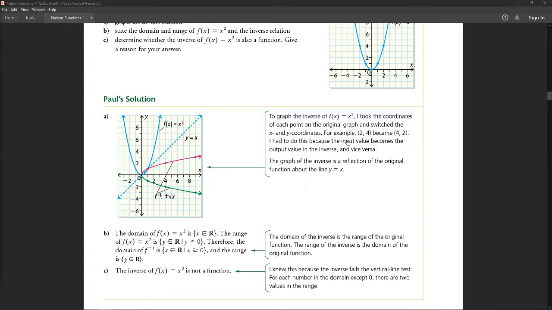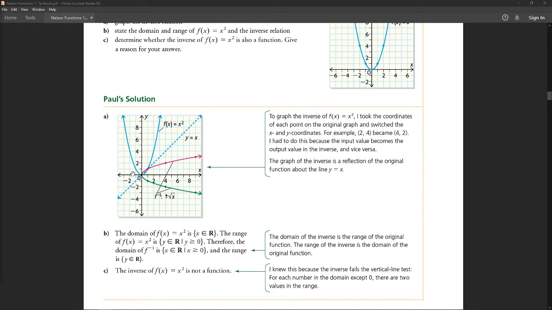Okay, so that's what I was trying to say earlier. That's actually worded very nicely. I had to do this because the input value becomes the output value in the inverse. That's right. So inverse functions let us calculate the input values for the original function. The graph of the inverse is a reflection of the original function.